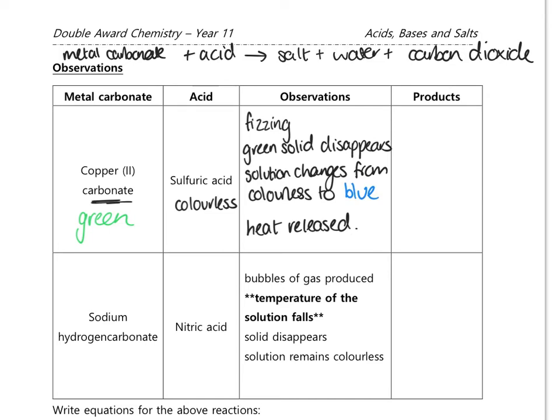Okay, so our products are a salt, first of all. How we name the salt: first name from the metal, and second name from the acid. So the first name is copper, second name from the acid, but it changes from sulfuric to sulfate. Our other products are just our general side products that we get every time: water and carbon dioxide.